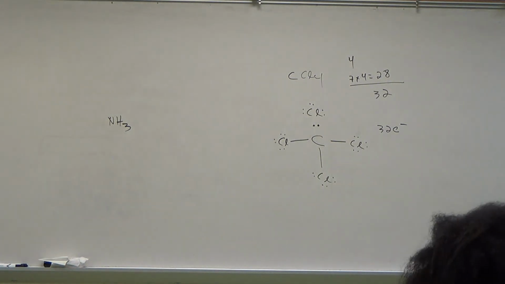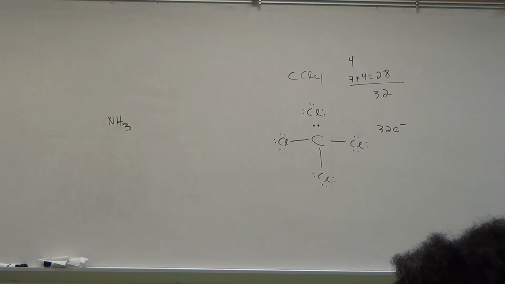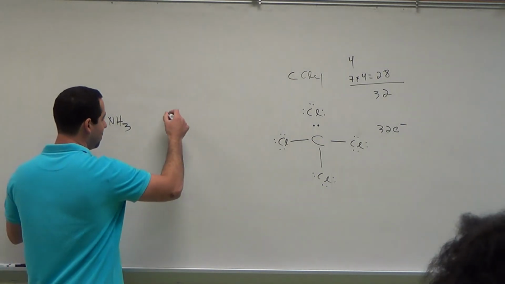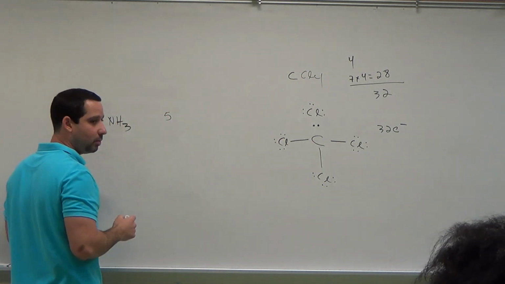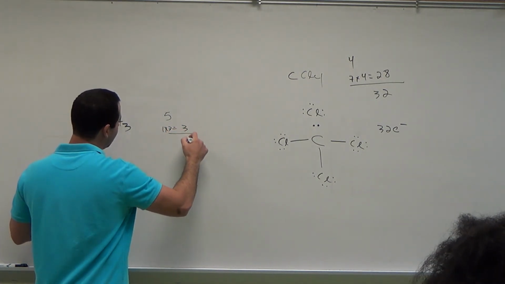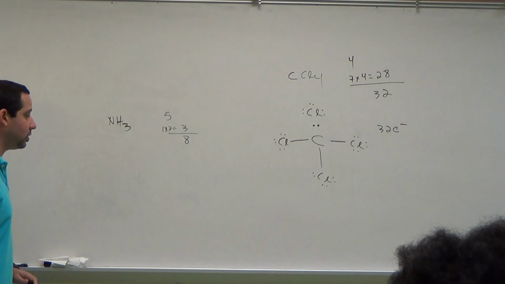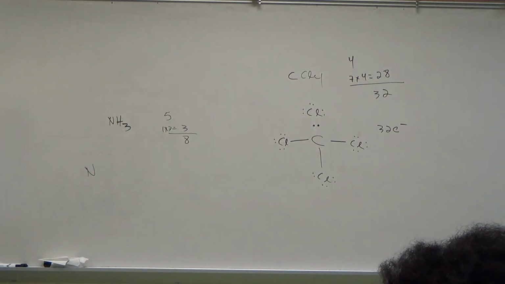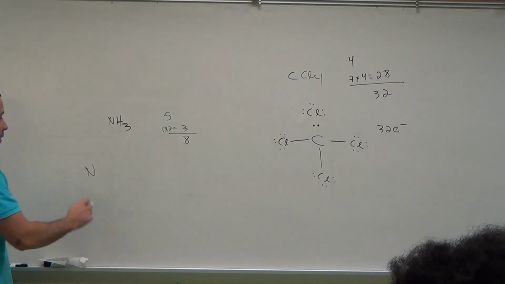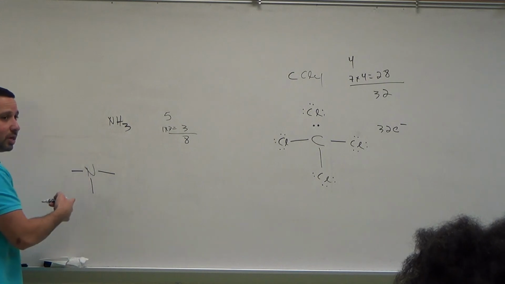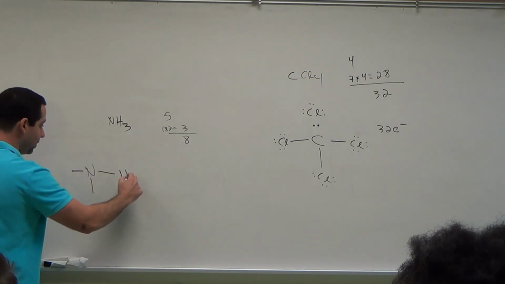What do you do first? Not the central atom. The first thing you do is count the valence electrons. Nitrogen, how many? 5. Hydrogen, how many? 1 times 3 is 3, and this is 8. I choose a central atom, which is nitrogen. I make single bonds to everybody else. A single bond is denoted by a line. I have 3 hydrogens. How many lines? 3 lines, and I put the hydrogens here.